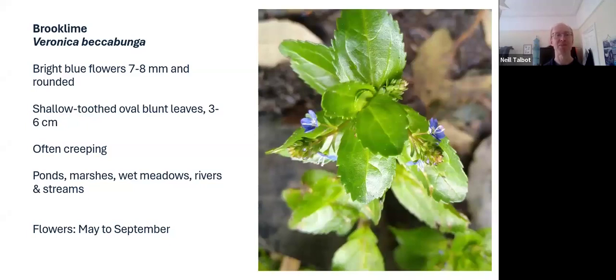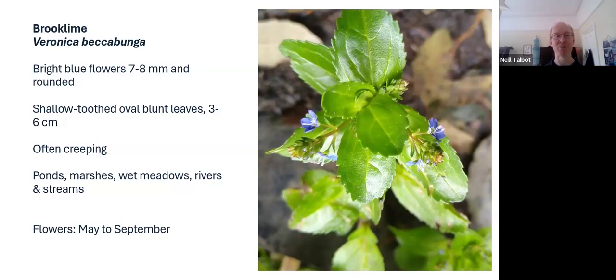So this species, brooklime, is one that you'll find a lot on pond margins. It's often planted in ponds, or found a lot in marshes, wet meadows. I've seen it in wetter areas within woodlands as well, and next to rivers and streams. And it's one of the speedwells.